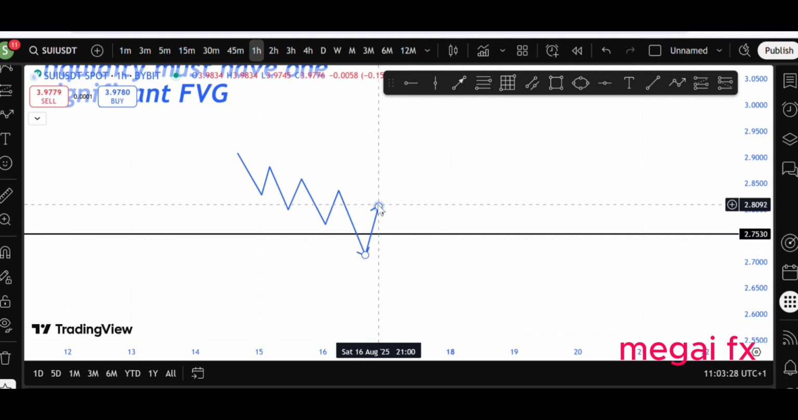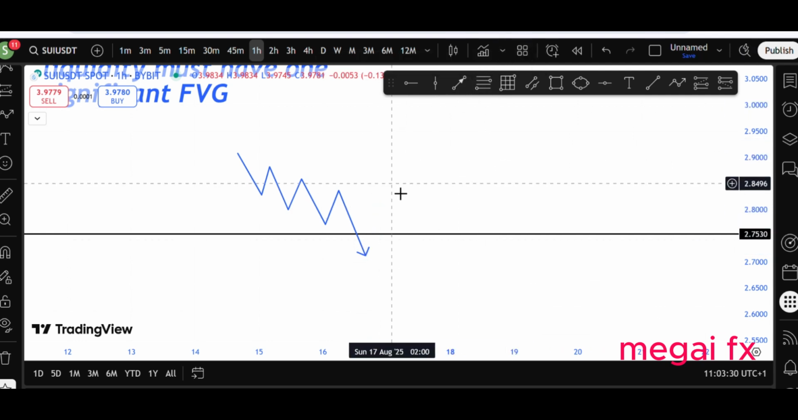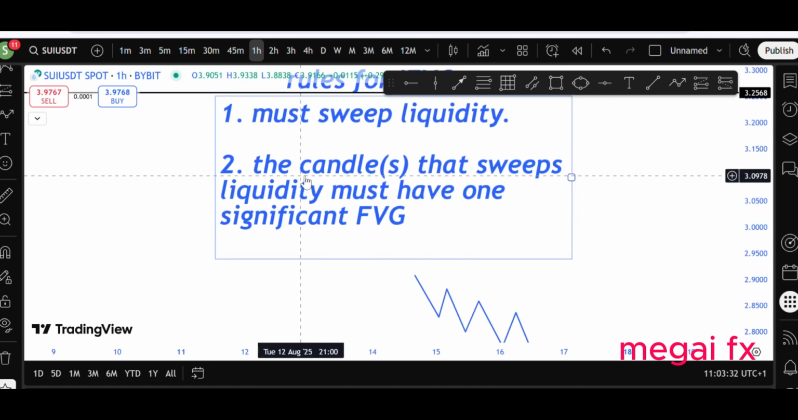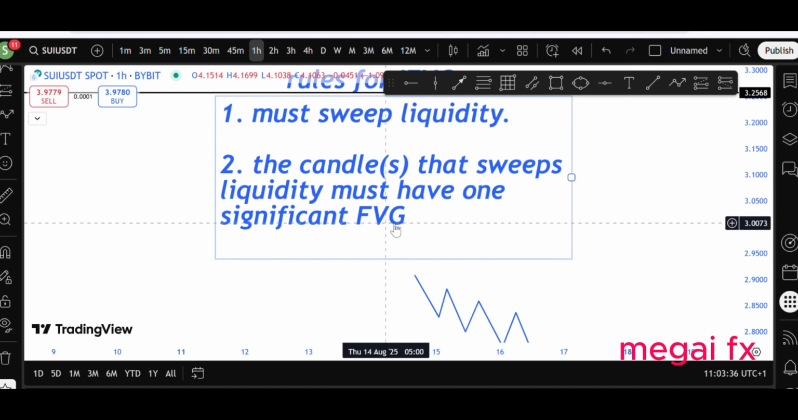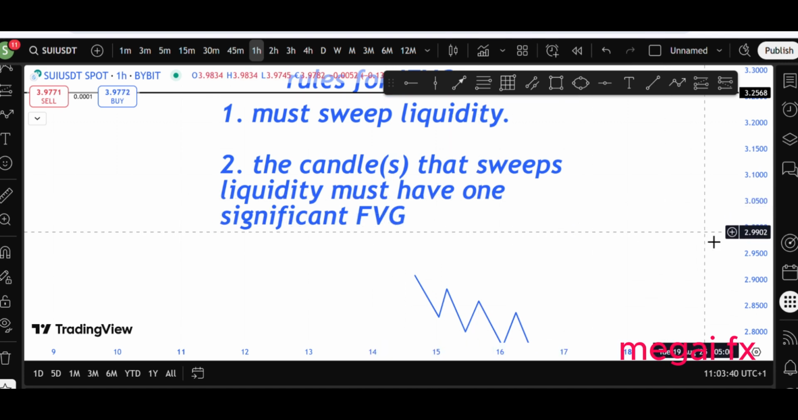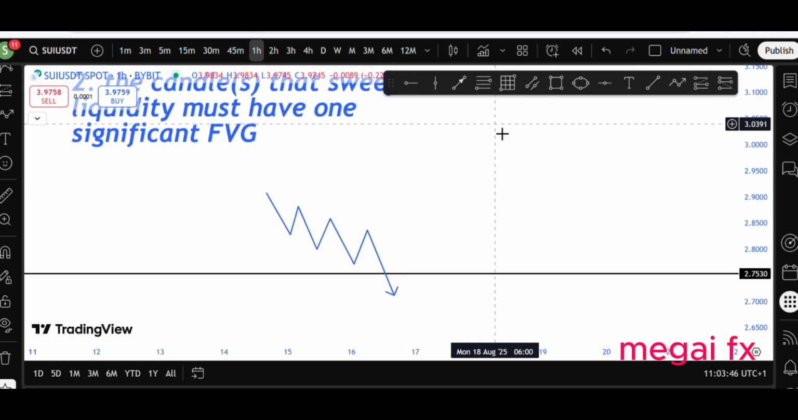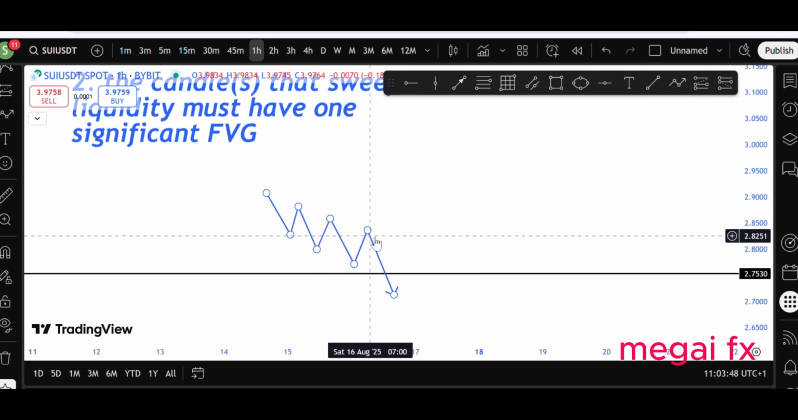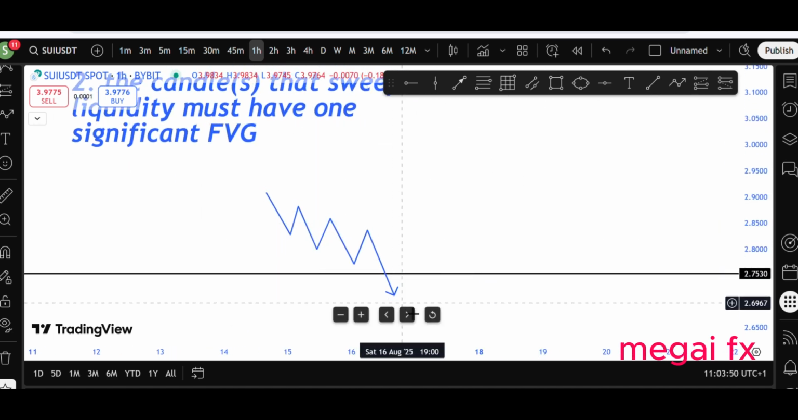Then the second rule, let me remove this one. The second rule is that the candle or candles that sweep liquidity must have one significant FVG. It must have one singular fair value gap. This is what I mean. This is the leg. This is the move that sweeps liquidity.